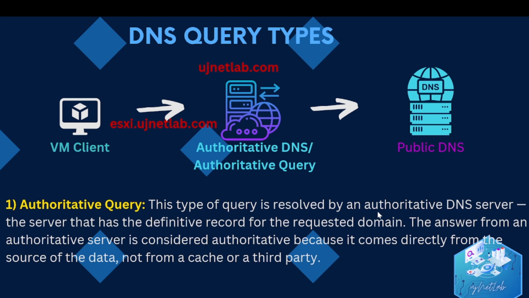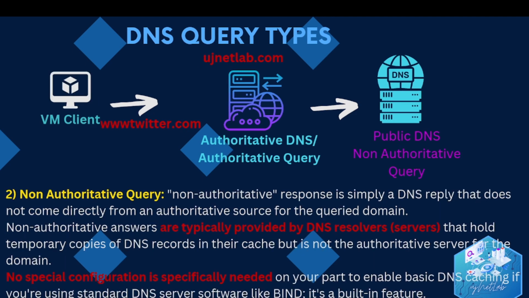This type of query is resolved by the authoritative DNS server, which has a definite record for the requested server. The answer from the authoritative server is considered authoritative because it comes directly from the source of data, not from the cache or a third party. Meaning to say, it's not coming from the other DNS servers. Okay, this is what authoritative is. Now let's go to the next query.